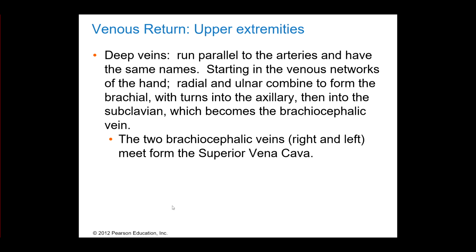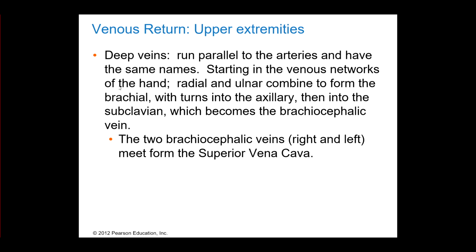We could start with, let's say, the digital veins. They become the palmar arch veins. Then they become either the radial or the ulnar veins. They unite to form the brachial veins. Right, the brachial veins become the axillary veins. Axillary veins become the subclavian veins, and then the subclavian veins become the brachiocephalic vein, and then the two brachiocephalic veins unite to form the superior vena cava.